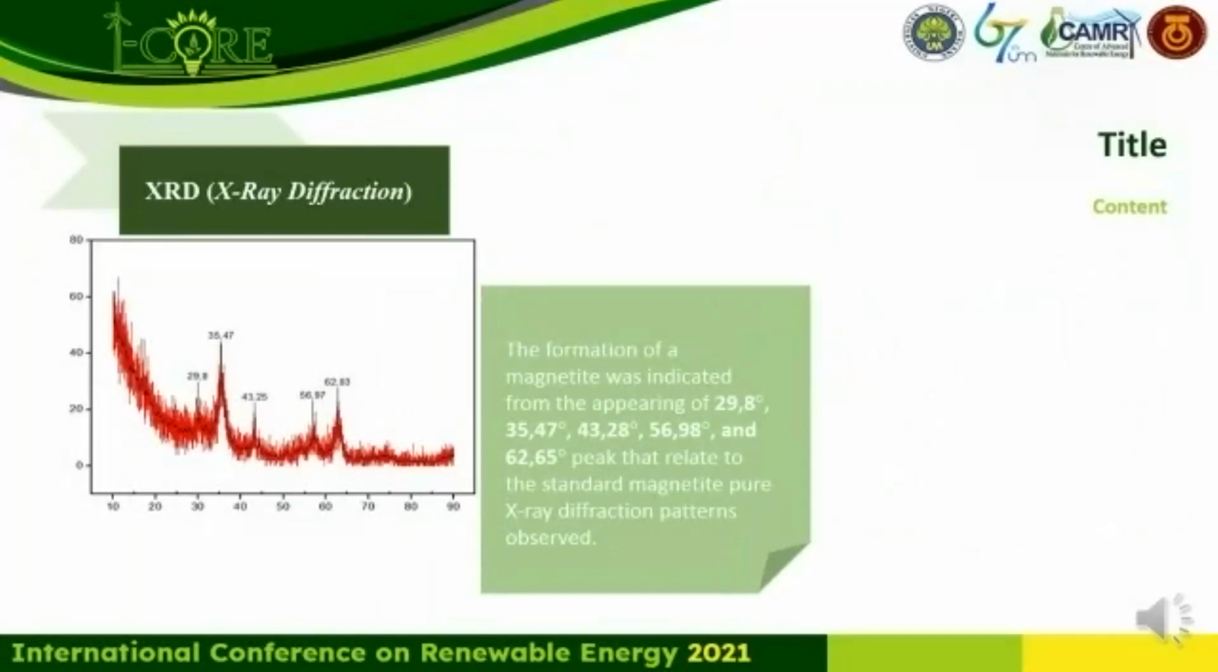X-ray diffraction. The formation of magnetite was indicated by the appearance of peaks at 29.8, 35.47, 43.28, 56.98, and 62.65, which relate to the standard magnetite pure X-ray diffraction patterns observed.